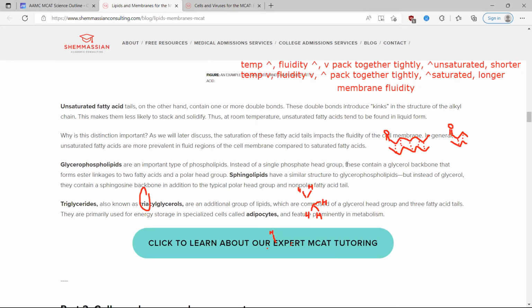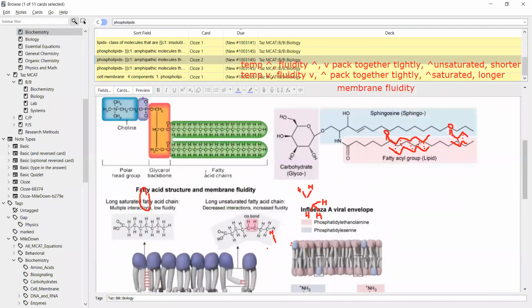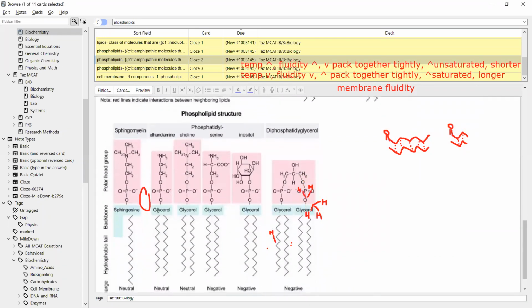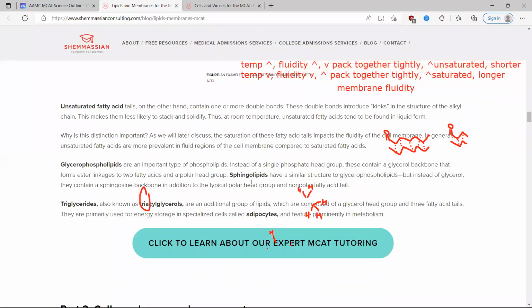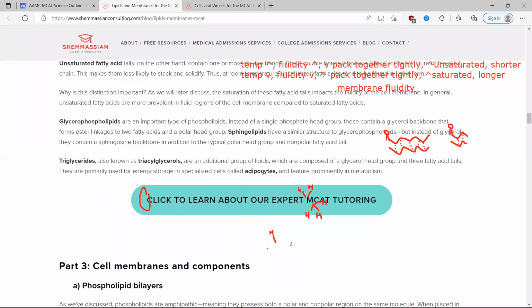Glycerophospholipids have a glycerol backbone that forms ester linkage to fatty acids and a polar head group. They have glycerol in them, right? Then sphingolipids, we talked about the same thing, but they have one fatty acid tail.